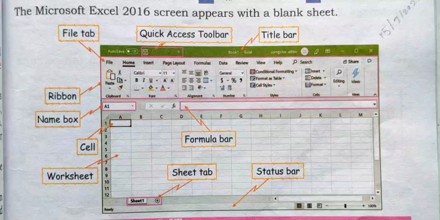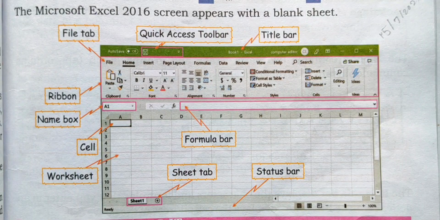Once again you can go through that: file tab, quick access toolbar, title bar, ribbon, name box, cell, worksheet, formula bar, sheet tab, status bar.